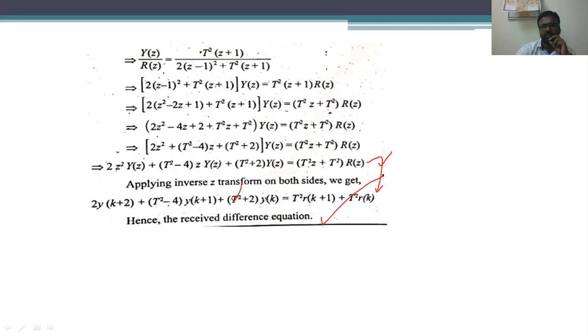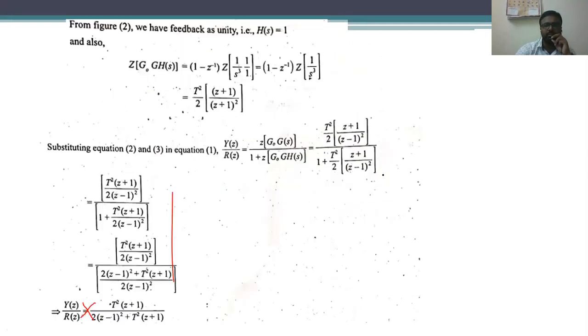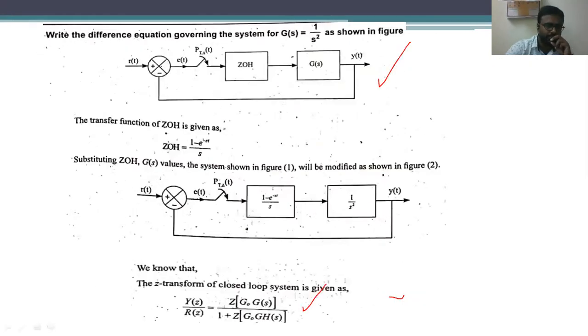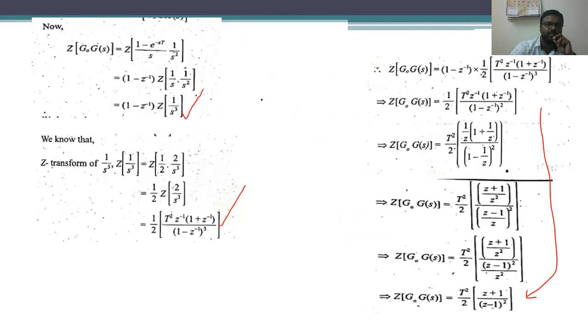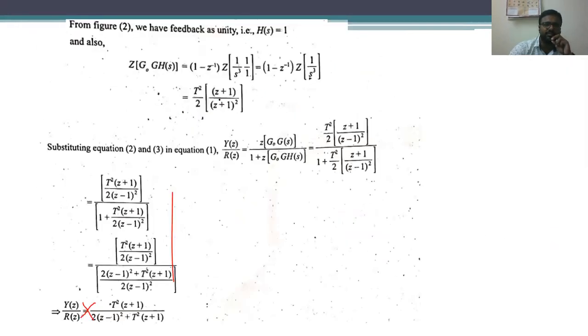So in this way, we have to determine the difference equation for the given closed loop functions. If we are asked to give the value of H(s) also, we have to substitute the value of H(s) here. That means we have to place the conjugated value of this one. These problems are very important and can surely be asked in the exam.